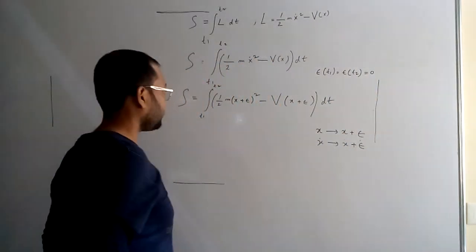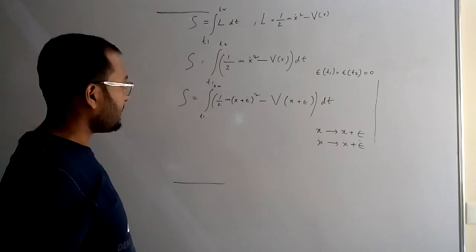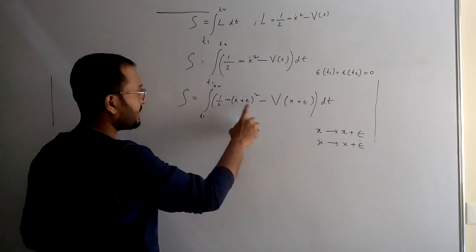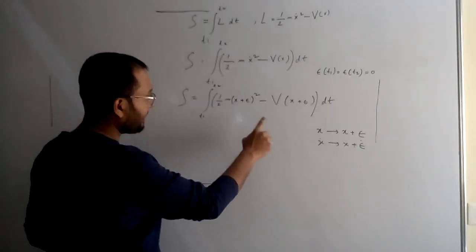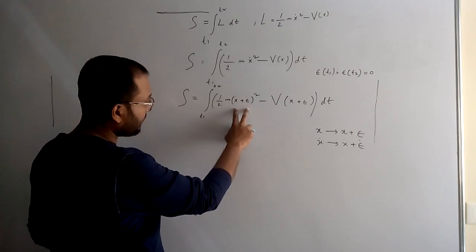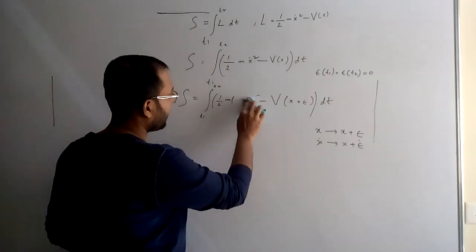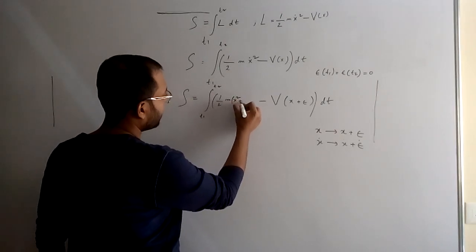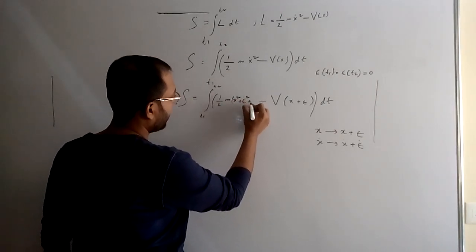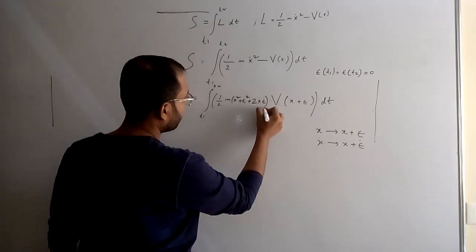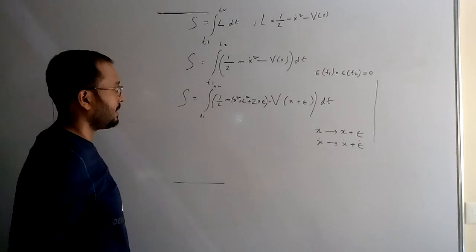We'll also need this. Okay. Since I do not have too much space to work with, I'll try to do it here itself. How can we simplify this? Well, we can expand this. X dot plus epsilon dot squared can be written as x dot squared plus epsilon dot squared plus twice x dot epsilon dot.